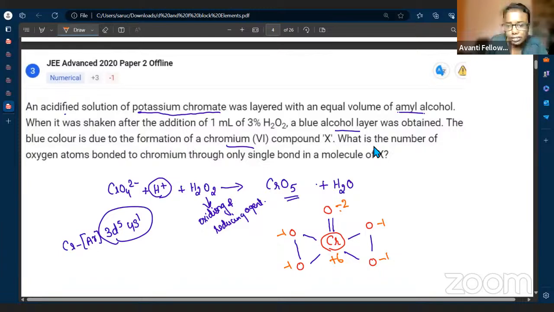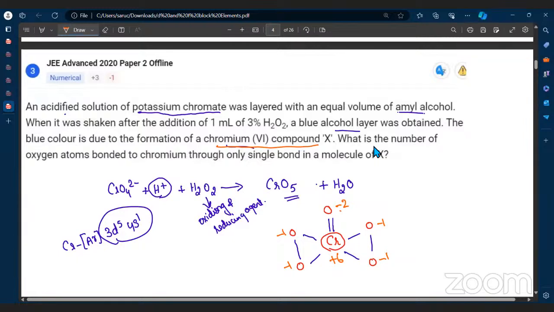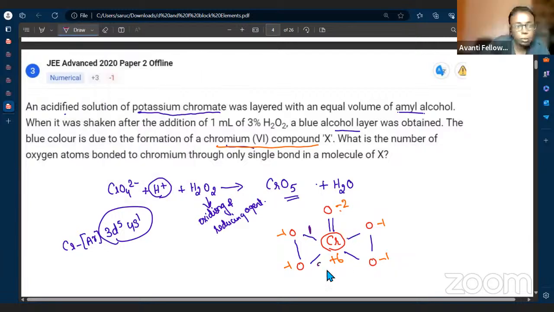Now the question is, what is the number of oxygen atoms bonded to chromium through only a single bond in a molecule? So how many single bonds with chromium and oxygen atoms? 1, 2, 3, and 4 single bonds. The answer is going to be 4. Got this question, everyone? Yes.